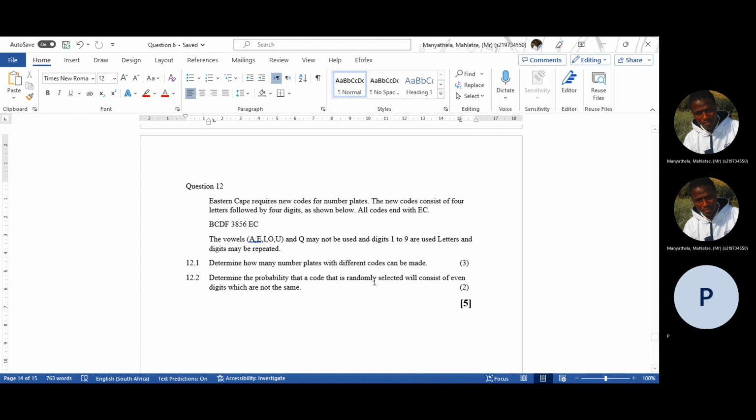The vowels A, E, I, O, U, and Q may not be used, and digits 1 to 9 are used. Letters and digits may be repeated. So the first question says, determine how many number plates with different codes can be made.